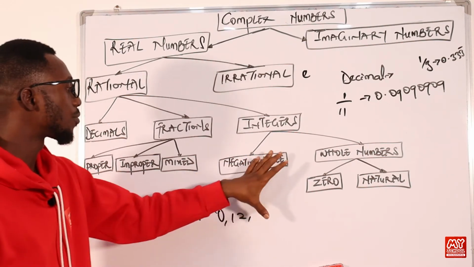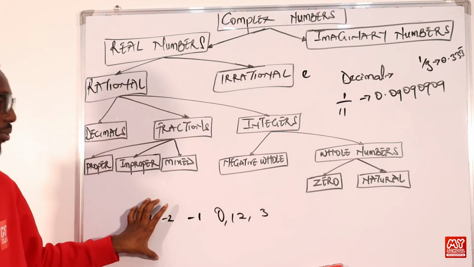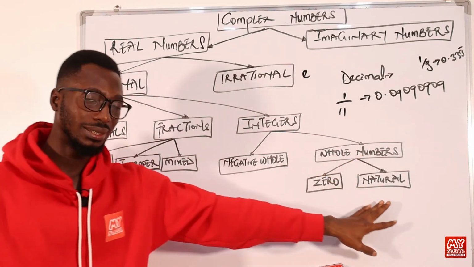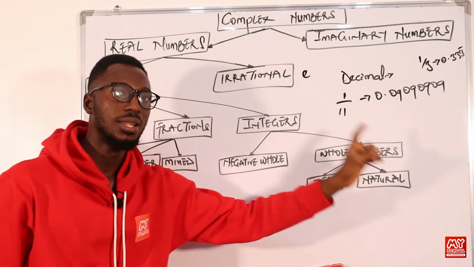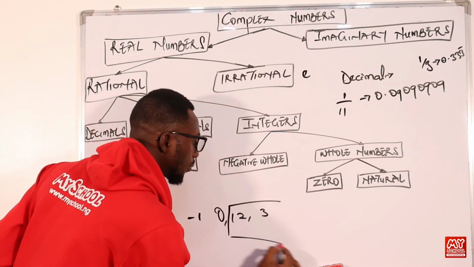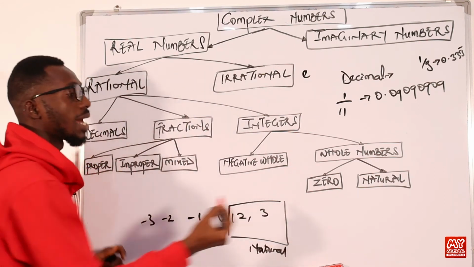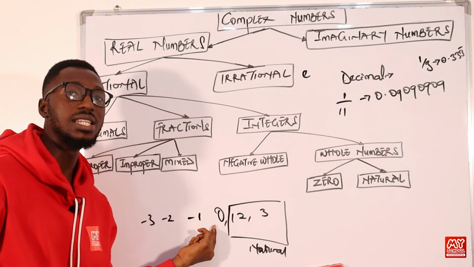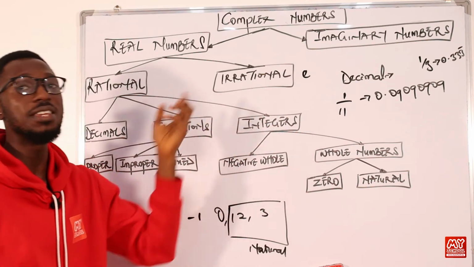So this accounts for integers. It includes whole numbers and their negatives. So you can see the presence of zero. Then you can see under whole numbers I have zero and natural numbers. So natural numbers are actually whole numbers without zero. If I'm going to refer to natural numbers, I'm going to start from one. So natural numbers are actually whole numbers excluding zero. So we can see the list. I can refer to natural numbers as positive integers.